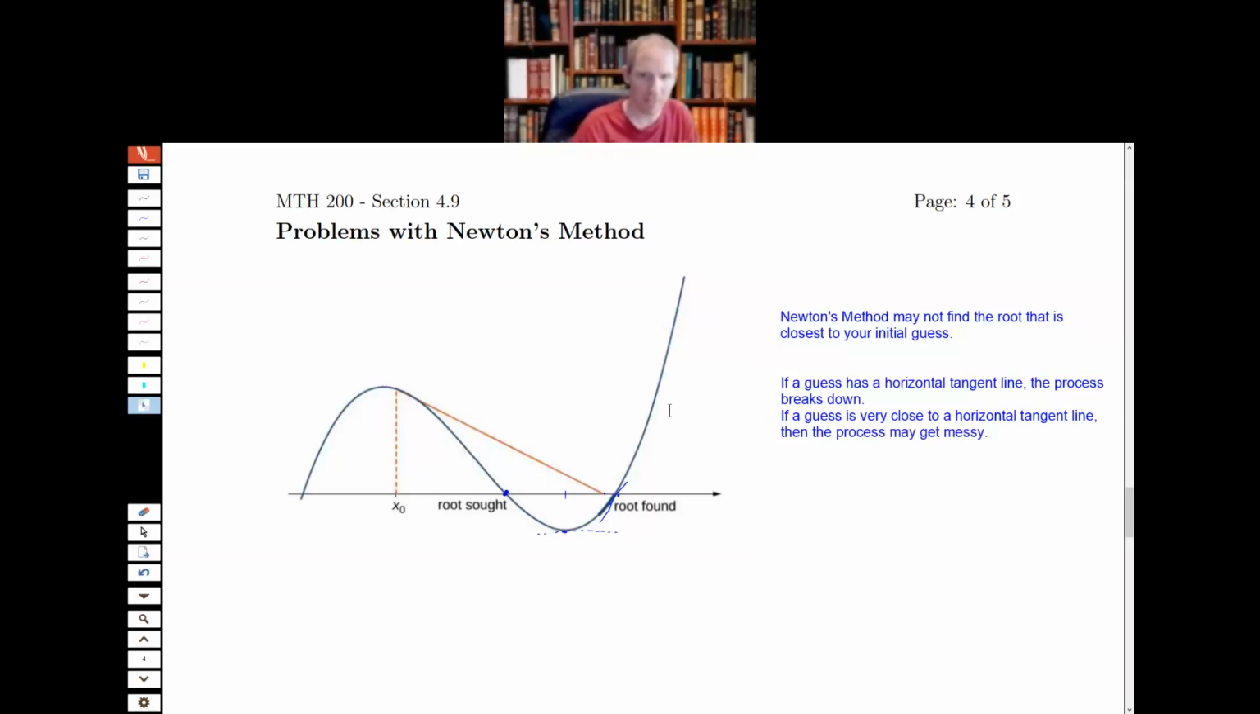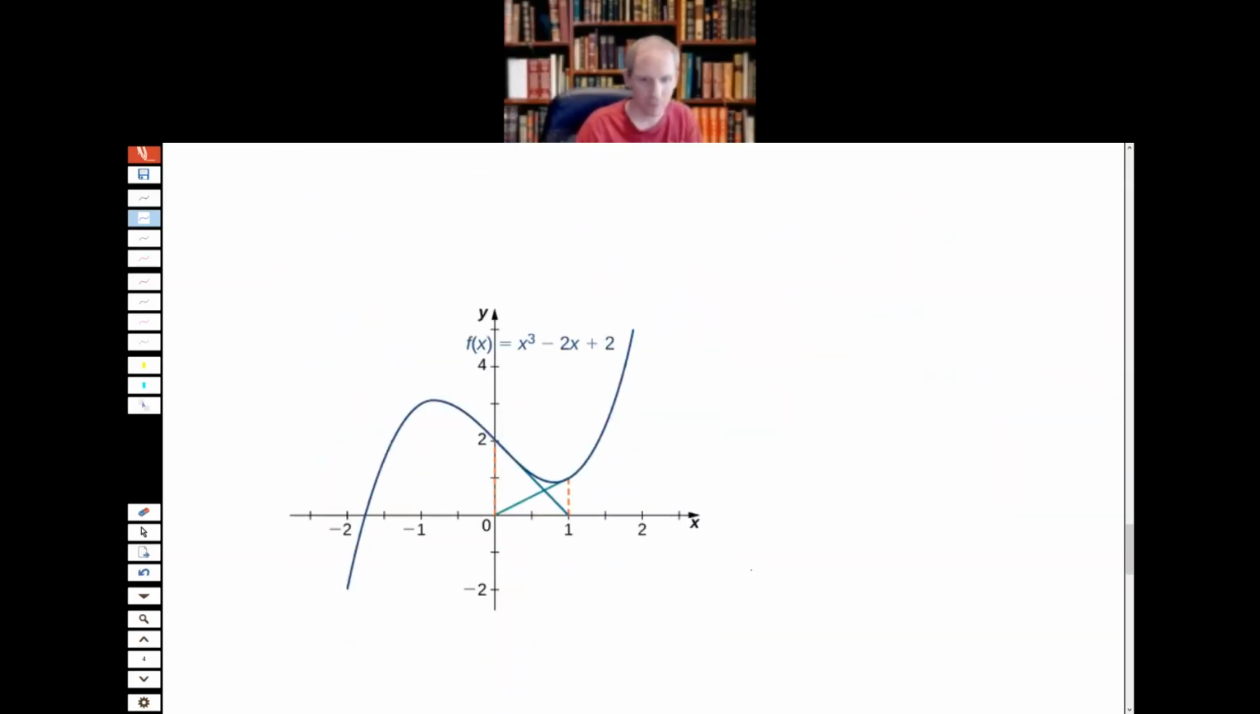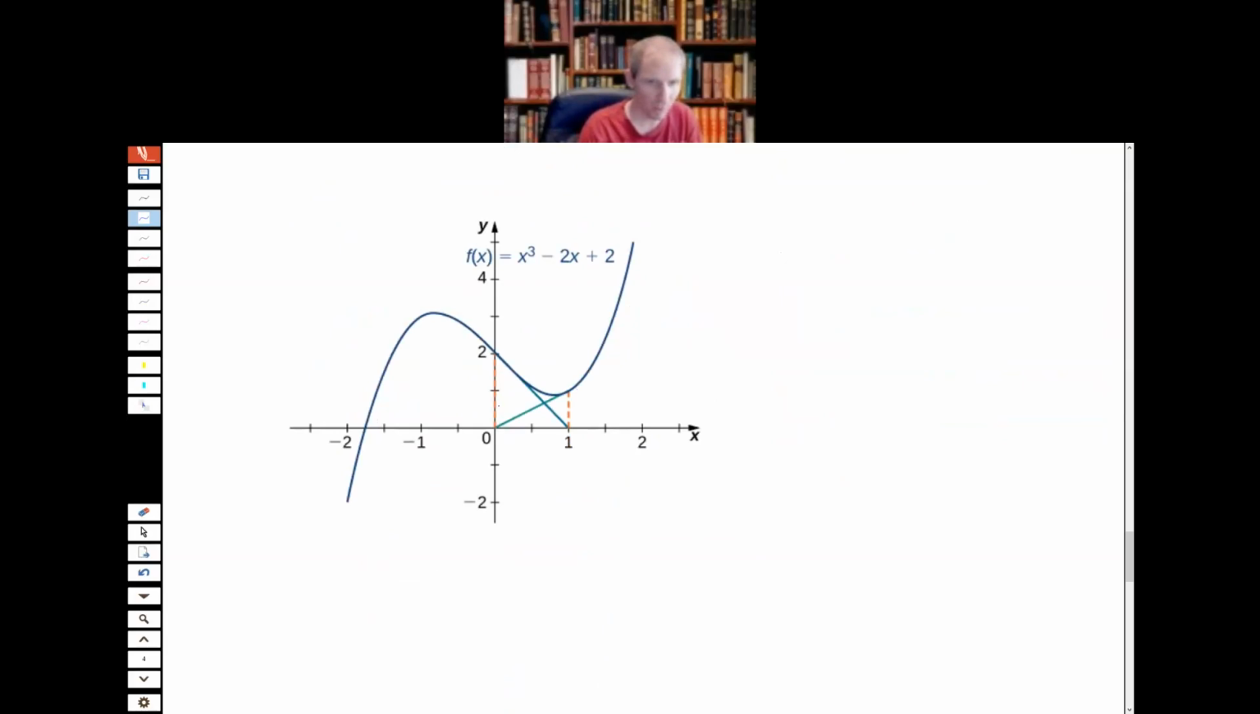All right, so it may get messy, and here are the ways it can get messy. Let's suppose I don't hit the horizontal tangent line exactly, but I hit close. What may happen is that my next guess is very, very far away, and it might take a lot of iterations for it to come back. Or we could have an example like this, where I don't exactly have a horizontal tangent, but if I plug in, let's say, 1 for an initial guess, my tangent line hits 0 here. I plug in 0 for my next guess. The tangent line hits back here at 1, and it just bounces back and forth between 1 and 0.